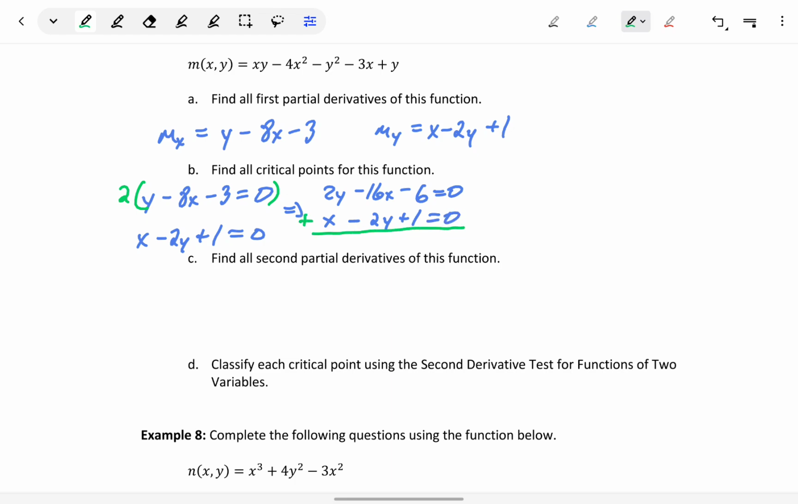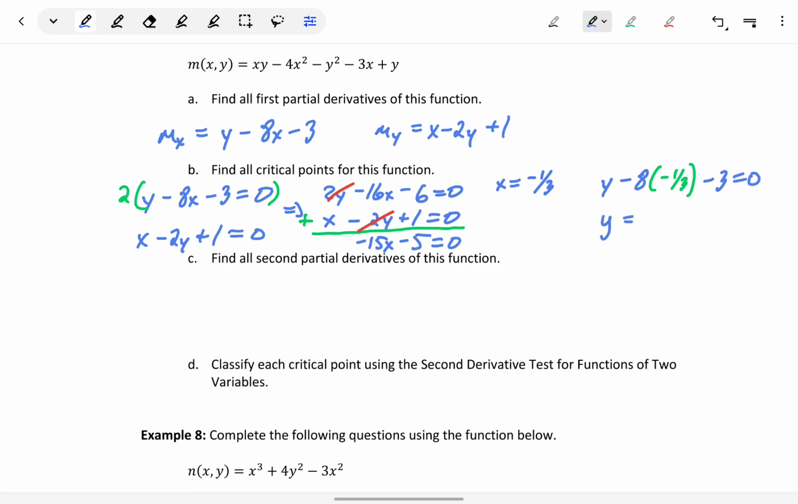And we do that so that when we add these two expressions together, 2y minus 2y cancels out, and we're left with minus 15x minus 5 is equal to 0. From there, we can solve for x, and we would get x is equal to negative 1/3. Once we have that value, we can go back to either of the original equations. We'll plug in our value for x, which was negative 1/3, and solve for y from there.